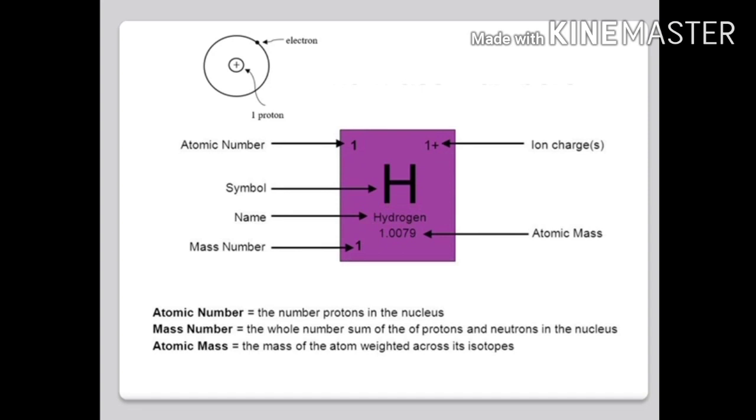Hydrogen is the simplest element. Yes, it consists of only one proton in the nucleus and only one electron in the outer orbit. So the symbol of hydrogen is H. Atomic number of hydrogen is 1. Atomic number means the number of protons in the nucleus. Mass number of hydrogen is 1. Mass number means the whole number sum of the protons and neutrons in the nucleus. Atomic mass of hydrogen is 1.0079. Atomic mass means the mass of the atom weighted across its isotopes.